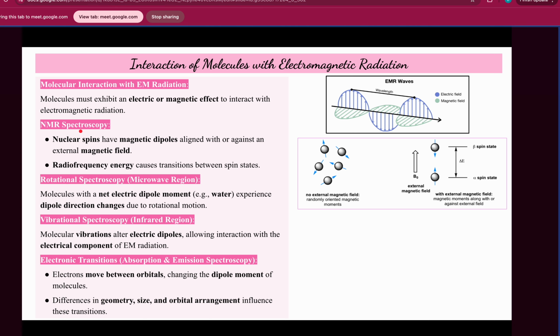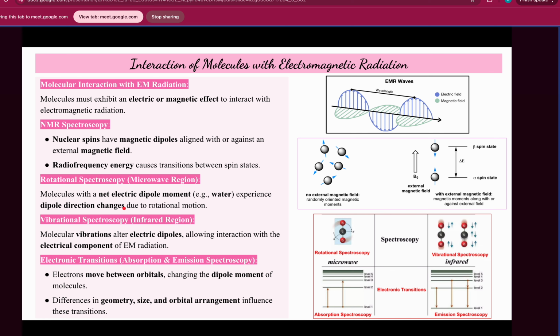So that is the main precondition for studying the electromagnetic behavior of the molecules with electromagnetic radiations. Then comes rotational spectroscopy, which lies in the microwave region. In this case, we use microwaves. Molecules with a net electric dipole moment, such as water, experience dipole direction changes due to rotational motion. So due to rotation, the molecules change if we provide microwaves. This is how, with the help of microwaves, we can study the behavior of molecules.